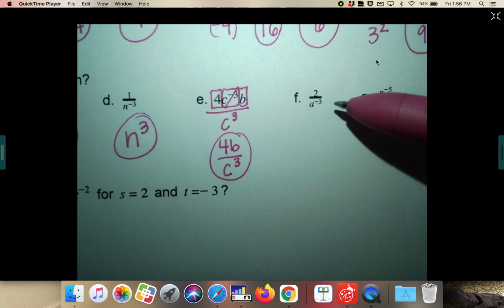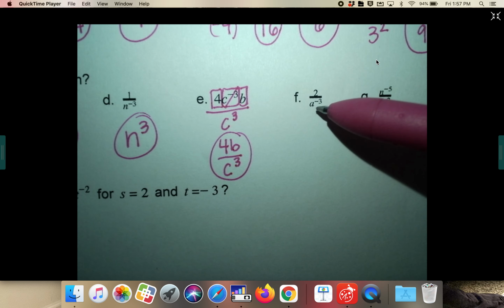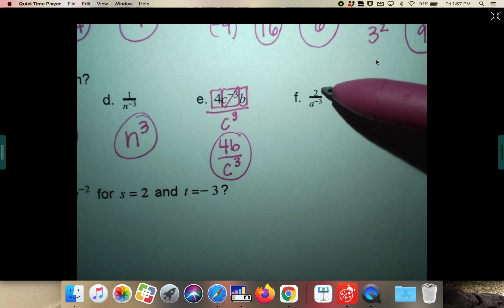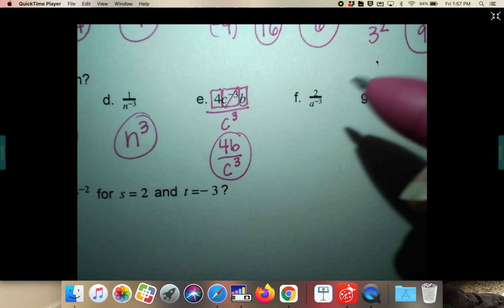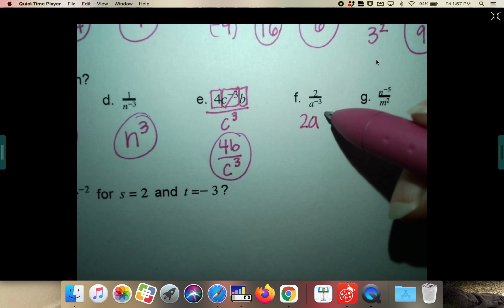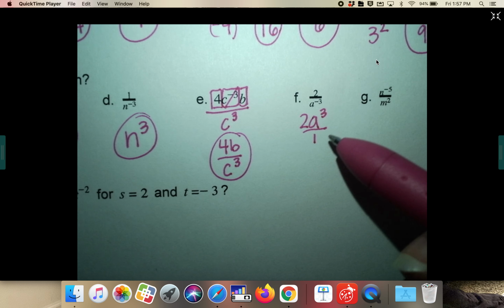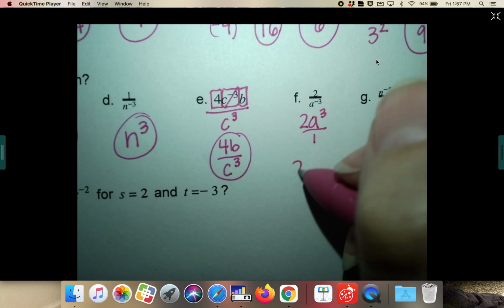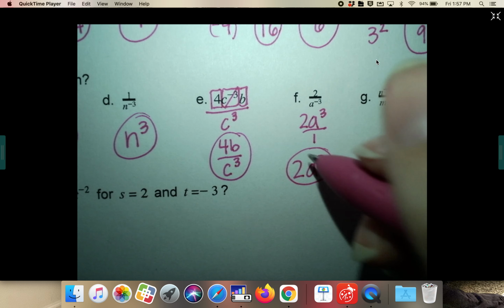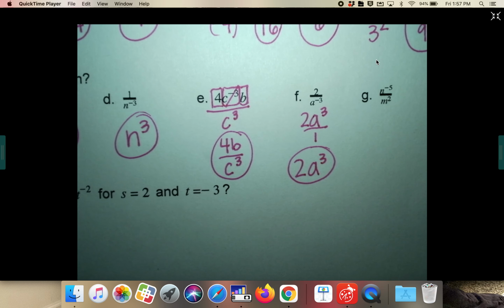All right, F. A to the negative third is the only problem. It's going to have to flip to the top and become positive. So it would technically be 2a to the positive third on the top. But again, anything over 1 we can just not show. So we're just going to call this 2a to the third.